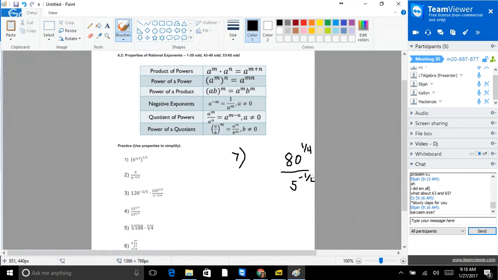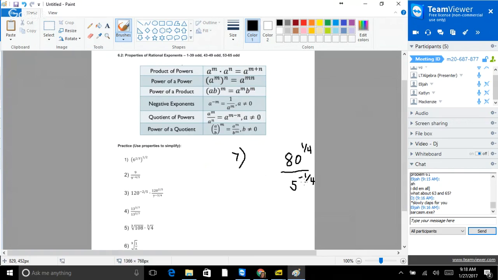Now, I should mention that some of these don't go in a straight line, so the way I might have solved this might look different than the way you may have chosen to solve this. Okay. So the first thing you notice is that the exponents are the same, but the base is different. We've got to figure out what to do about that. We also have a negative exponent in the denominator. So what do we want to do about that exactly?